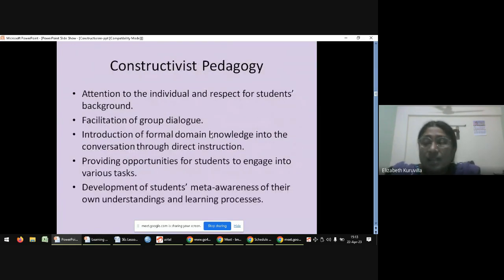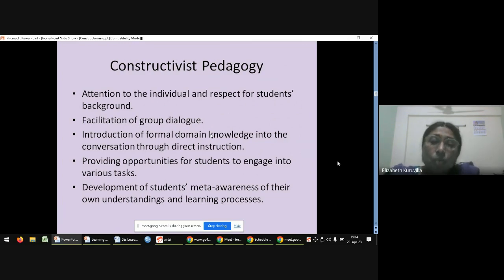Now we will discuss what is constructivist pedagogy. This constructivist pedagogy leads to attention to the individual and respect for students' background. And it facilitates group dialogue, introduction of formal domain knowledge into conversation through direct instruction, provides opportunities for students to engage in various tasks, and development of students' meta-awareness of their own understandings and learning processes.